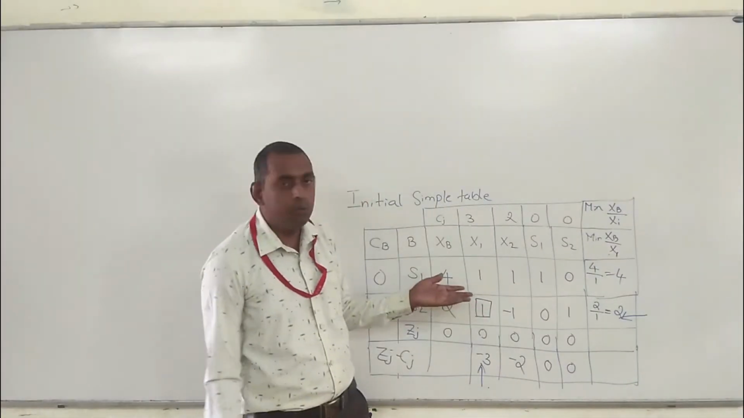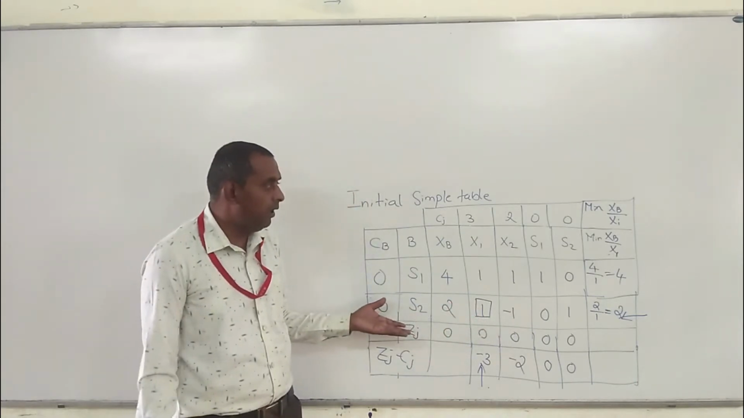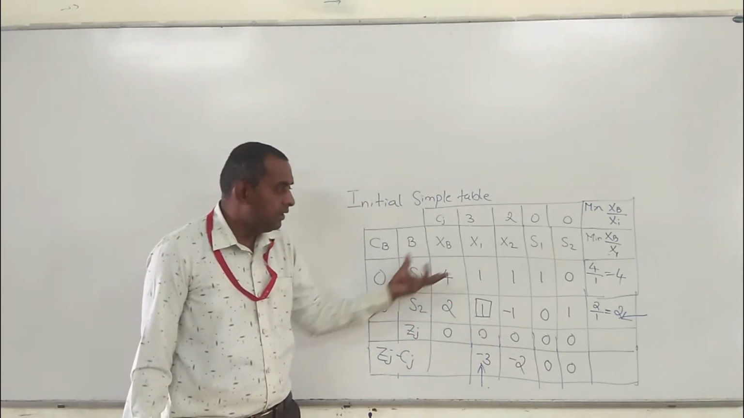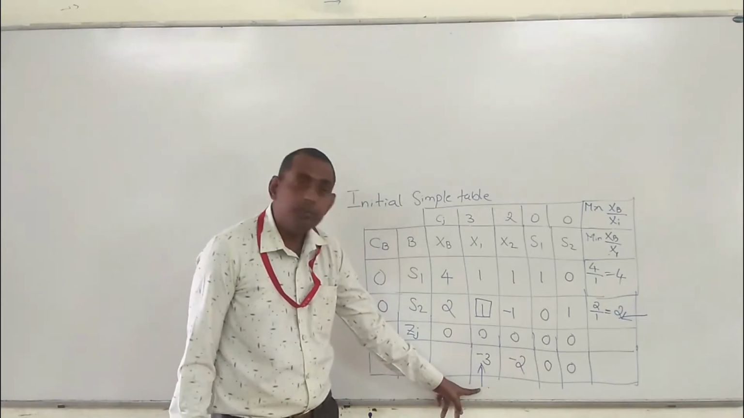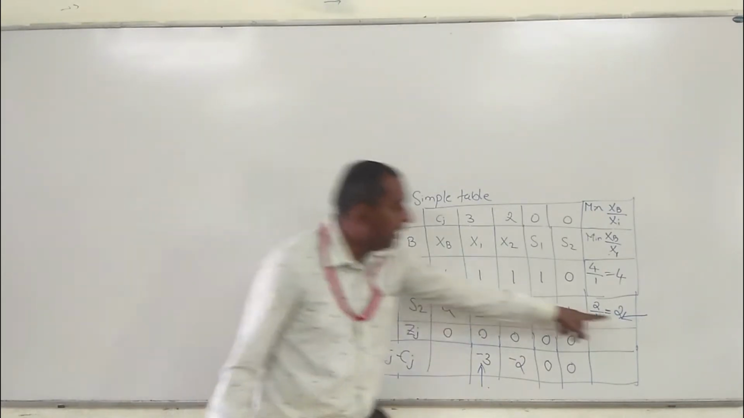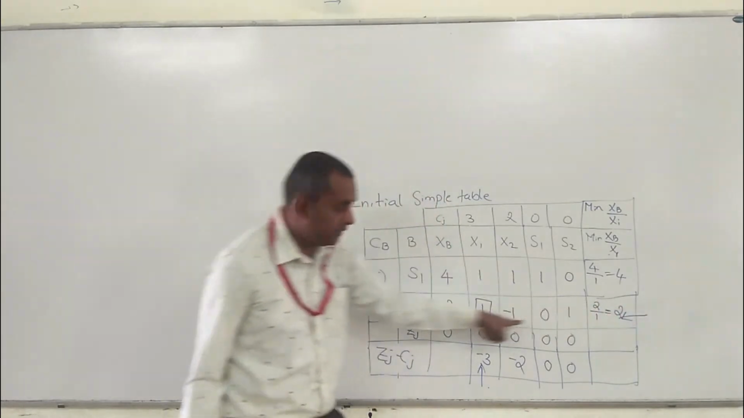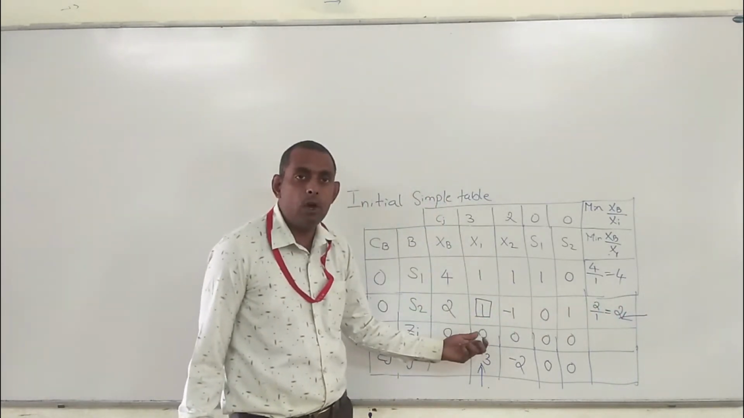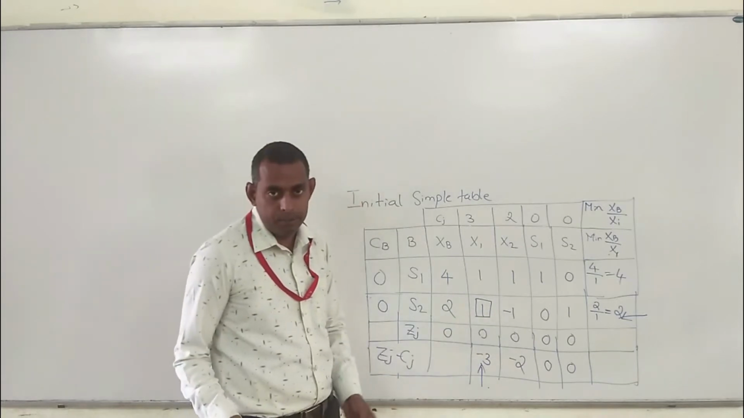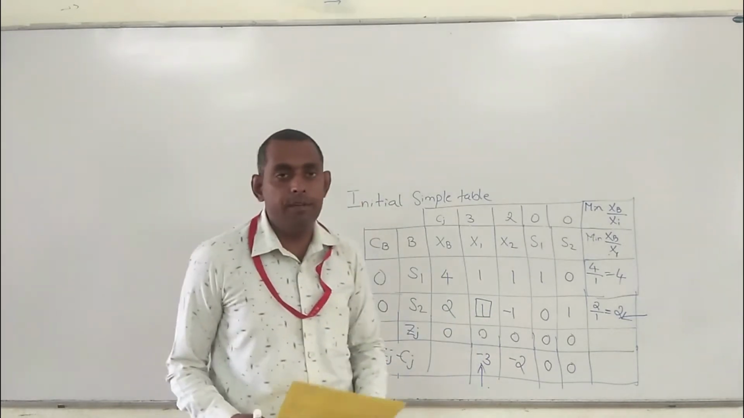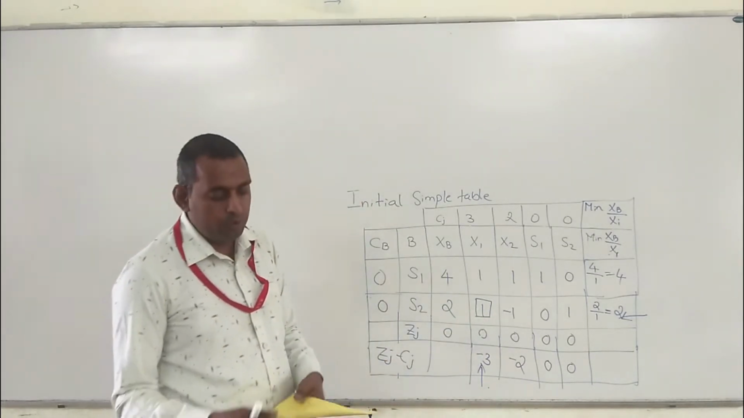Now we are going to continue with the simplex table. So this is the simplex table, this is the entering variable, and this is the leaving variable. This is called the key column and this is called the key row. The intersection of the key column and key row will give you the key element, and in the algorithm we have given how to find the new elements.